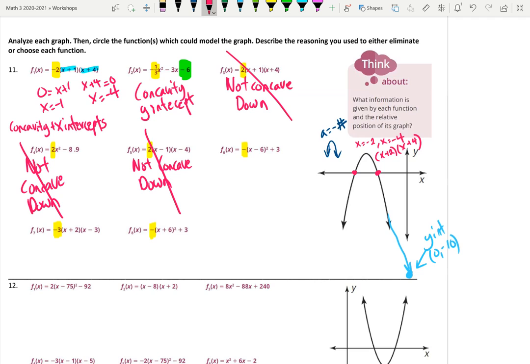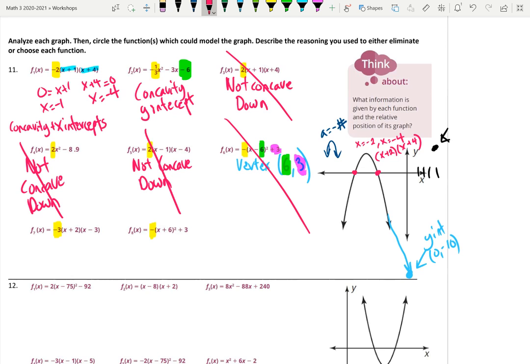Now, jumping to 6, I see that this is in vertex form, and this graph has a vertex, which is 6, 3. Remember, when you're looking at vertex form, it's always x minus h plus k. Now I'm looking at it, 6, 3. So I would have to go over to the right and then go up. This is saying that the vertex should be in quadrant 1. This is not the case. So this is not going to be a potential option.